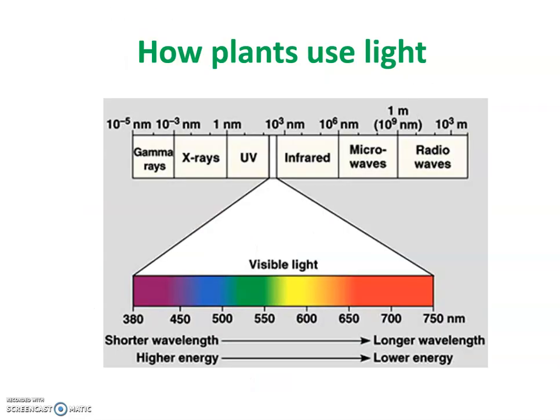We're talking photosynthesis now. So plants are green, right? So they use green light. No, they don't. The color that we see is actually being reflected back to our eyes.